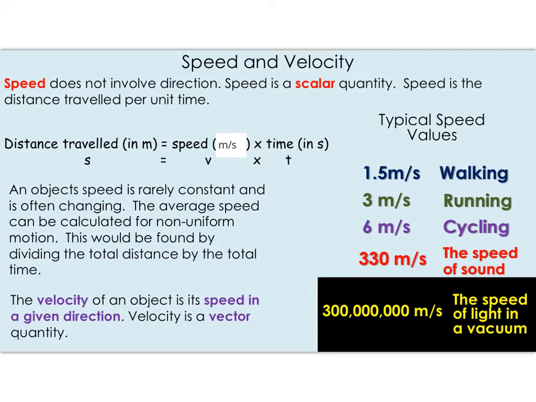You need to be aware of some typical speed values, and these are shown over here. So you need to know that walking is typically about 1.5 meters per second, running is typically about 3 meters per second, cycling is typically about 6 meters per second, and you also need to know these exact ones. The speed of sound is 330 meters per second, and the speed of light in a vacuum is 300 million meters per second.